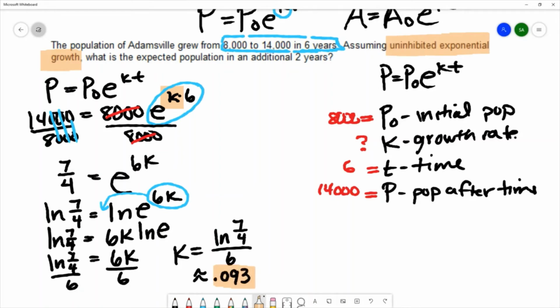And that growth rate came out to be positive because the population is growing. If the population was getting smaller, that rate, this k, would come out to be negative, and we would call it a decay rate instead.